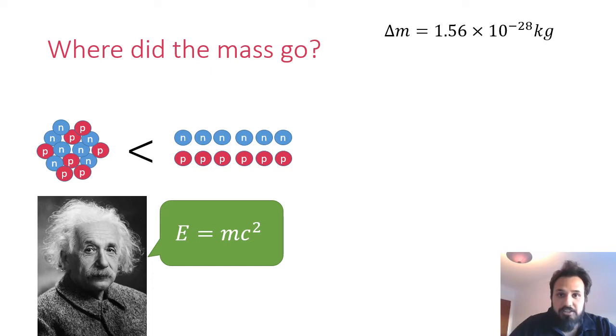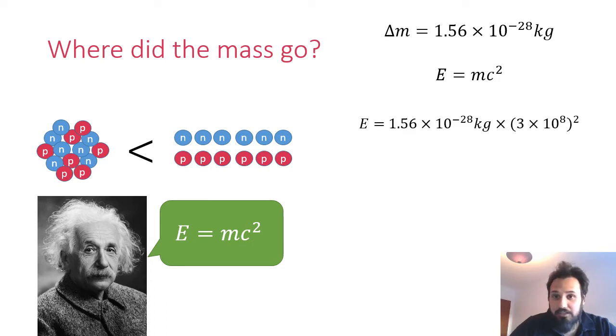So if we take the change in mass, 1.56 times 10 to the minus 28 kilograms, and put it into this equation with the speed of light being 3 times 10 to the 8, we get a value for the amount of energy: 1.404 times 10 to the minus 11 joules. A tiny amount, but we are dealing with individual atoms here. When we express it in mega electron volts, we see there is a significant amount.